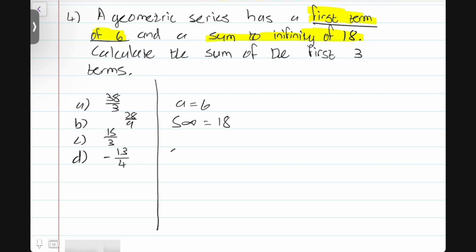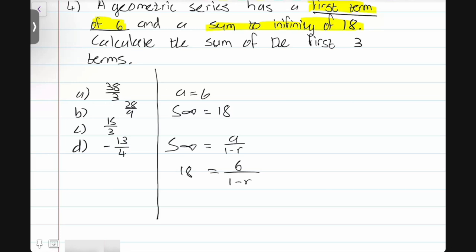We know the sum to infinity is equal to A over 1 minus R. The sum to infinity is 18, the A value is 6, and then it's 1 minus R. Now I'm going to show you how you're supposed to rearrange your formulae. It's the easiest thing to do if you know cross multiplication and division: division becomes multiplication, multiplication becomes division.